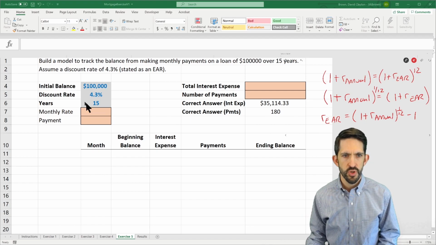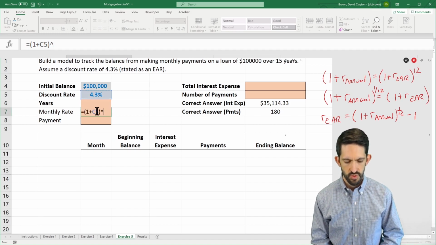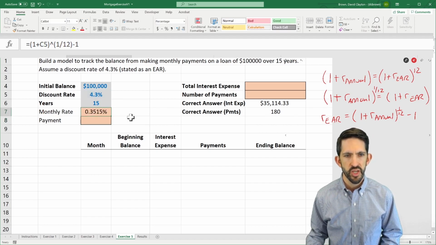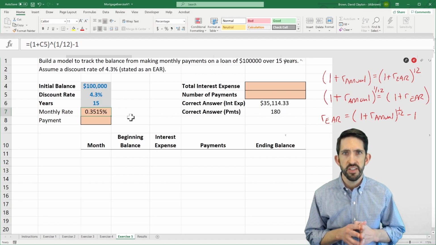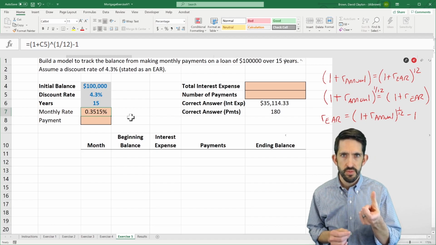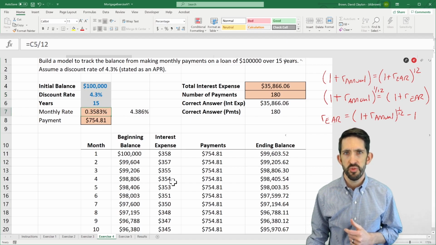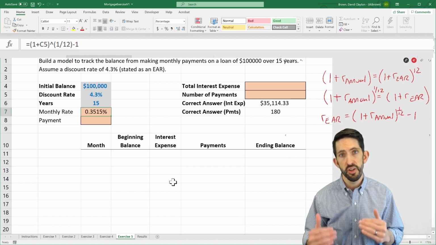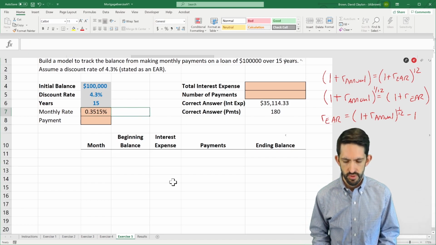If we come over to our spreadsheet again, we can type in 1 plus our rate raised to the 1 divided by 12, minus 1. And we get an interest rate of 0.3515%, which should be less than the rate we got by just taking our annual rate and dividing by 12. If we flip back to exercise 4, we see that's the case. We had 0.3583 before. We now have 0.3515. So we have a slightly lower rate that compounds up to 4.3%.